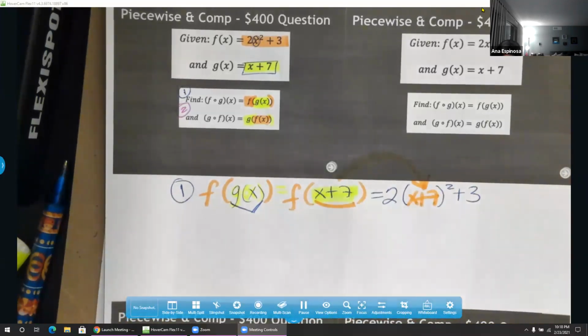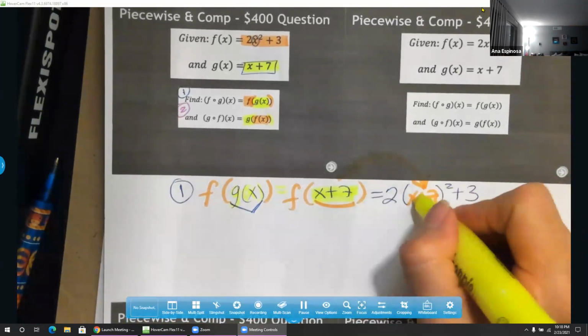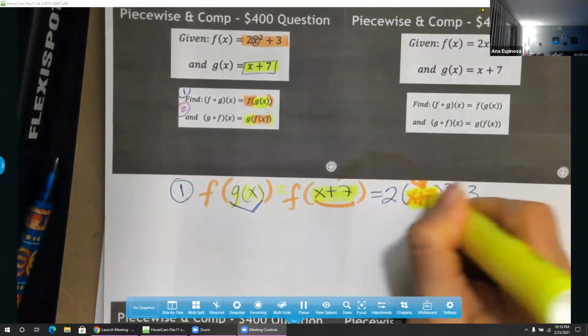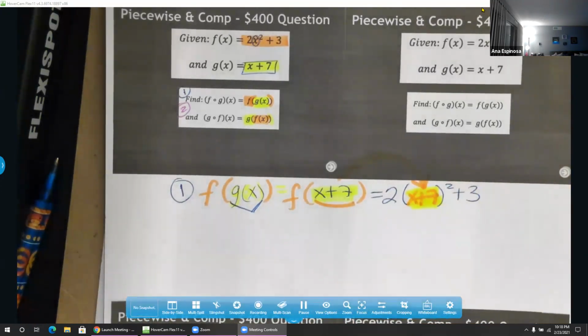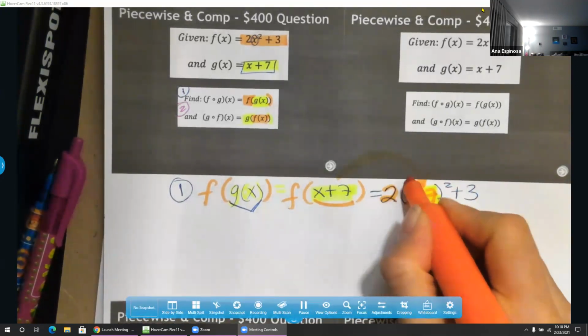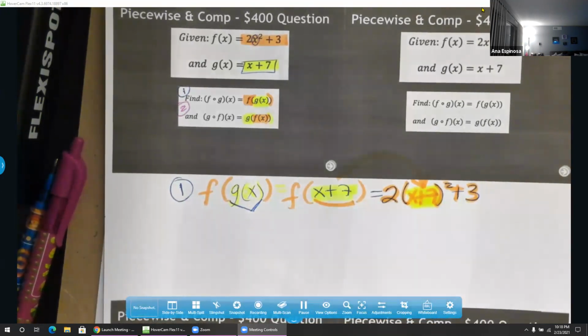Oh dear, I'm so sorry. Oh God, I just messed it up. This is supposed to be yellow because that's where I'm plugging this in. This function is supposed to be the orange one. Okay, and so then you do the math.